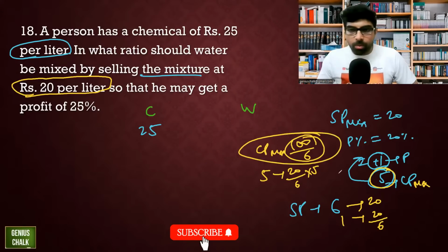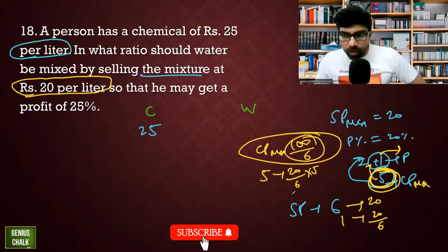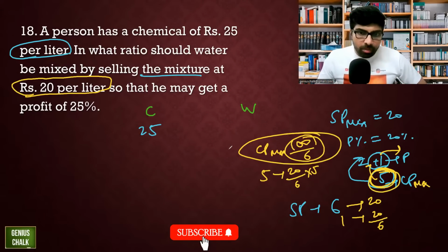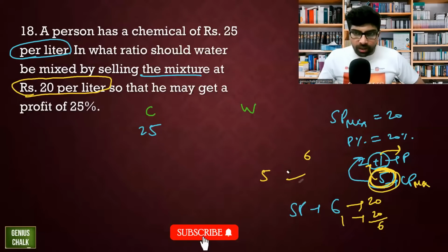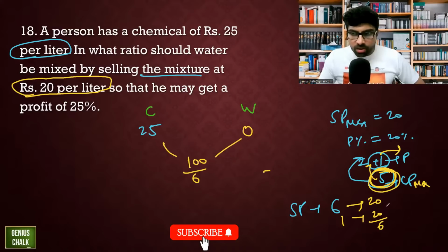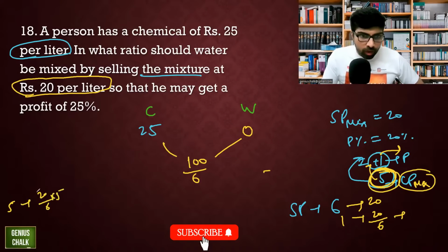I hope you're getting my point. What I'm saying is that if profit percent is 20%, it is 1 by 5, then 1 has to be the profit and 5 is the cost price. So the total selling price will be 6. If the selling price is 6, I need to find the cost price. So the 5 value will be 20 by 6 into 5, 100 by 6. What is this? This is the cost price of the mixture. 1 unit is there, 5 units has to be 20 by 6 into 5. That's why 100 by 6.